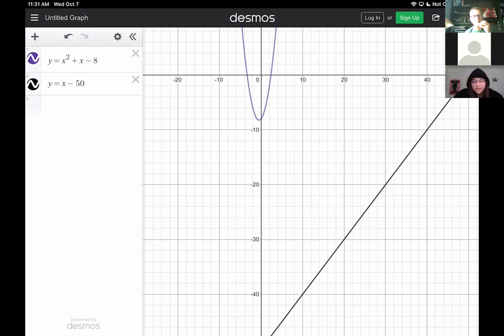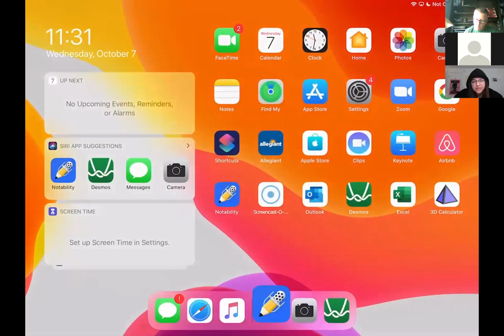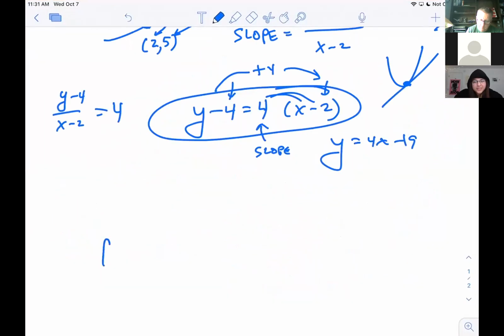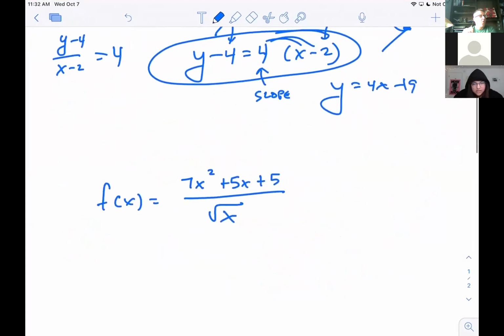I had trouble on number 7 for 3.4. Okay. So the question went f of x equals, and then the numerator was 7x squared plus 5x plus 5 over the square root of x. I tried to put that into the quotient rule, and I got the answer wrong. Talk me through what you did.